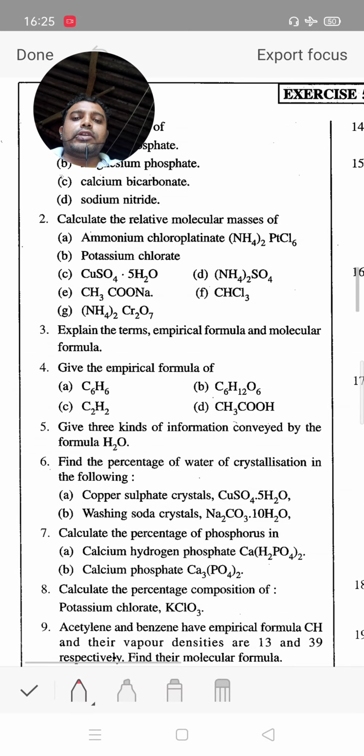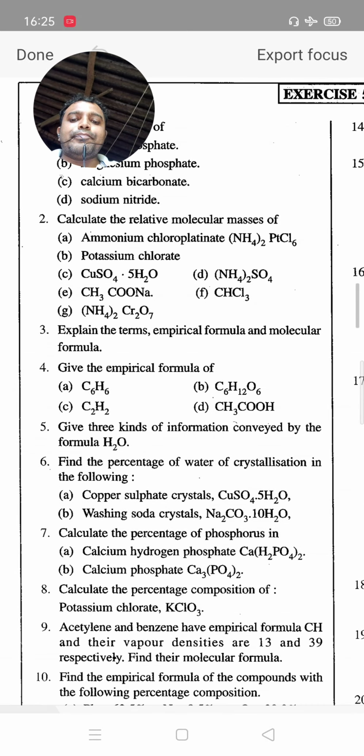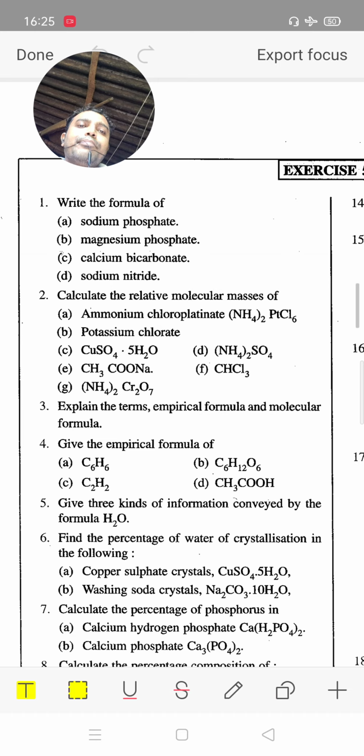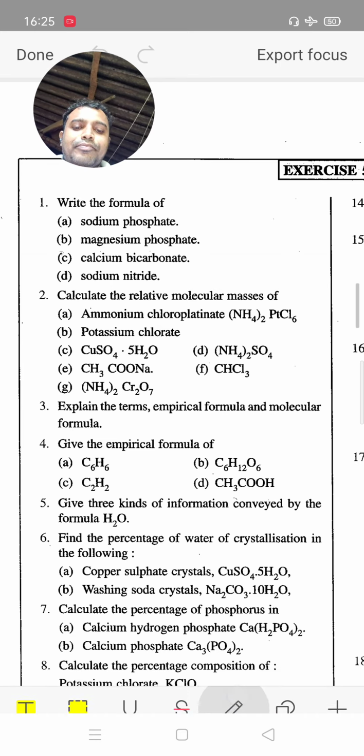Hello students, today we are going to discuss formulas, molecular masses, empirical formula, molecular weight and molecular formula.